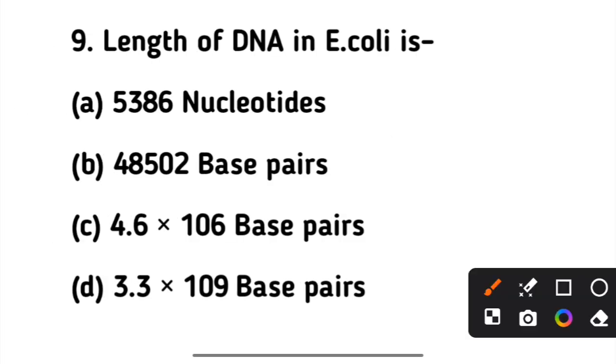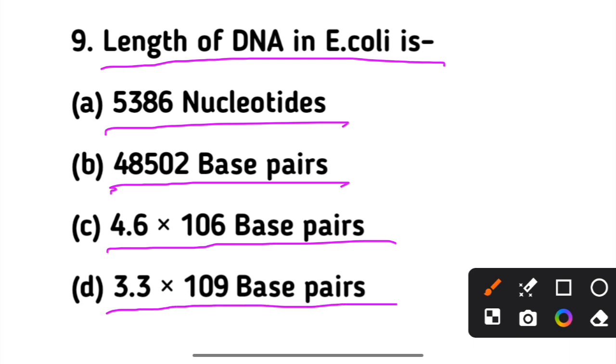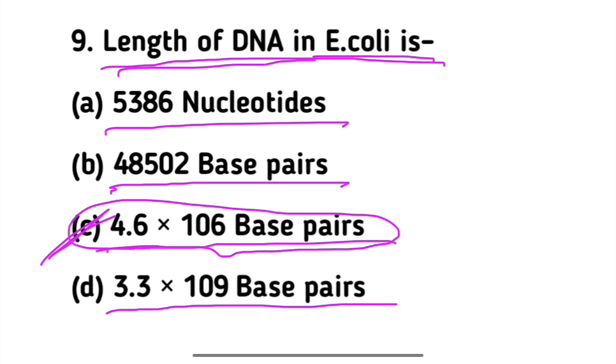Next. Length of DNA in E. coli is option: 5386 nucleotides, 48502 base pairs, 4.6 into 10^6 base pair, 3 into 10^9 base pair. Option C is correct. Length of DNA in E. coli is 4.6 into 10^6 base pair.